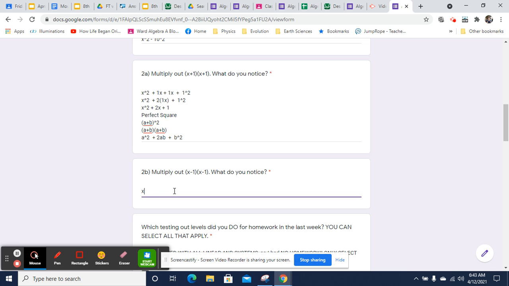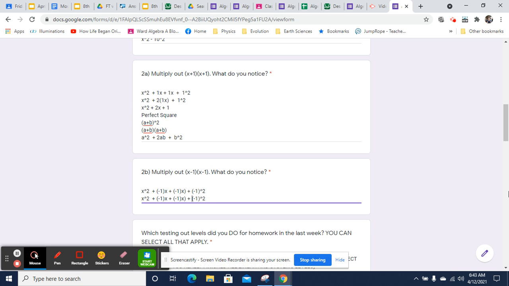We're going to have x squared, we'll have negative 1 squared, and then we're going to have negative 1 times x plus negative 1 times x. I'm just going to write all that out. All of that is there. Okay, let me start simplifying that. We could just put this negative 1 times x together and make that a 2 times negative 1x because it's the same thing.